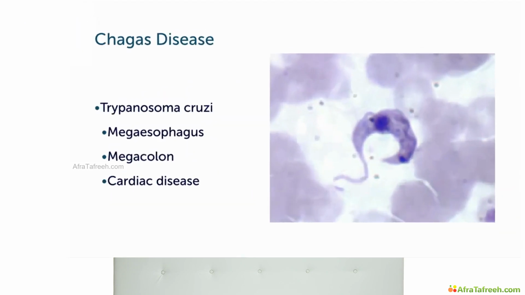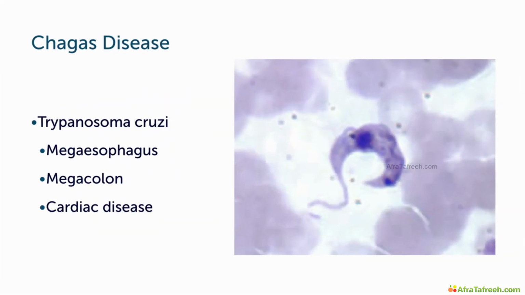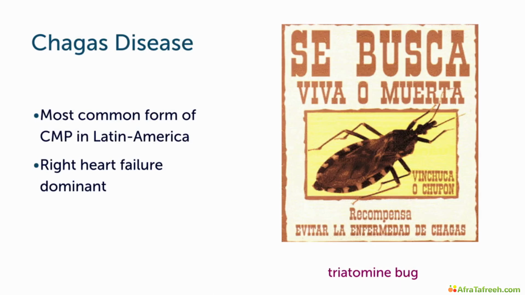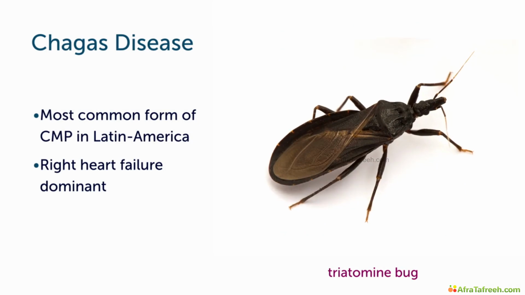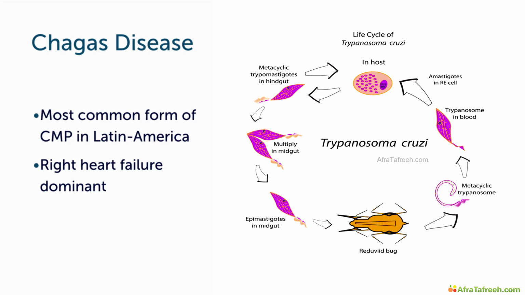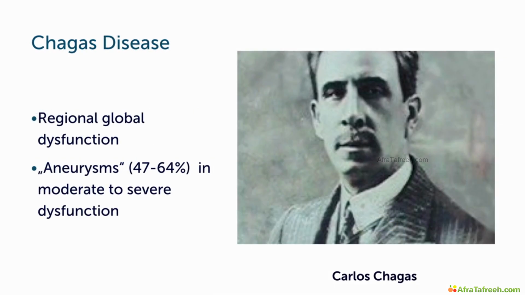The next form of cardiomyopathy is a form that we very rarely see in Europe, the so-called Chagas cardiomyopathy. It is caused by Trypanosoma cruzi, which not only causes heart problems, but also megaesophagus and megacolon. The vector here is a special bug, the triatomine bug, which is very common throughout Latin America and which carries the infective agent with it. The typical feature is that we have a predominance of right heart failure, and it was discovered by Carlos Chagas.